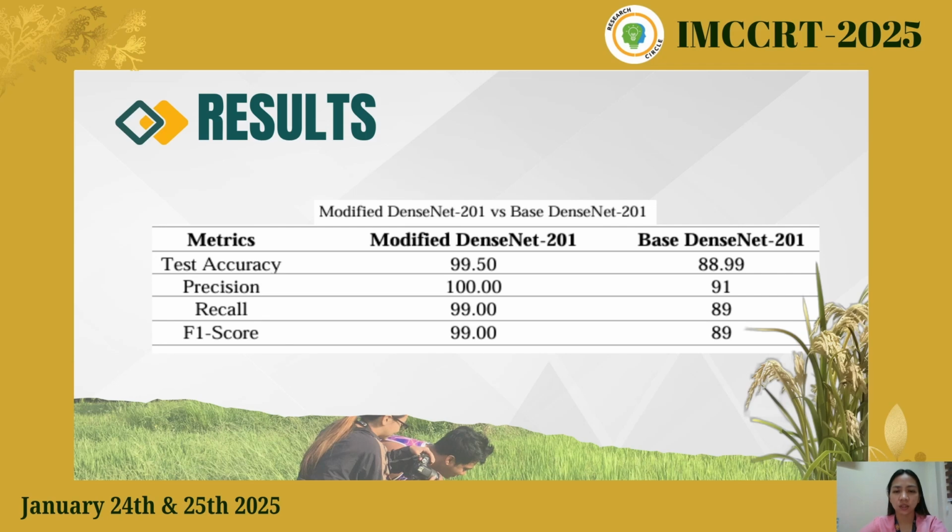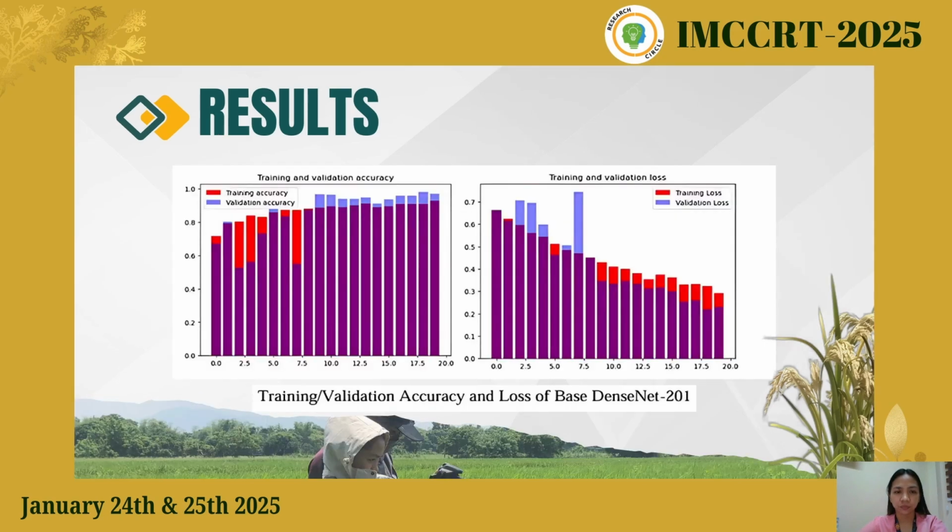while the base model scores 89%. And lastly, the modified DenseNet-201 has a test accuracy of 99.50%, much higher than the base model's 88.99%. So overall, the modified model shows significant improvement in performance, making it more reliable and effective for classification tasks.